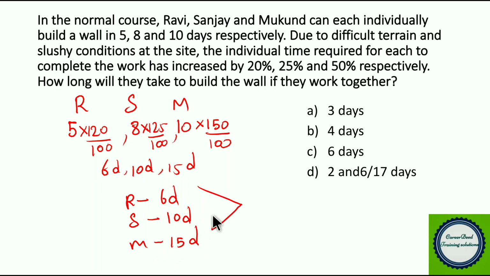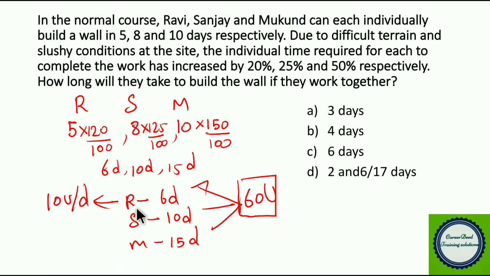Since we don't know the total work, we can take the LCM of 6, 10 and 15, and we get 60 units. So our assumption is the total amount of work to be completed is 60. Now Ravi can complete the 60 units in 6 days. That means in one day Ravi could complete only 10 units. So this is the efficiency of Ravi, whereas Sanjay could complete 6 units per day. So 60 by 10, it is 6. Mukund could complete 60 by 15, 4 units per day.